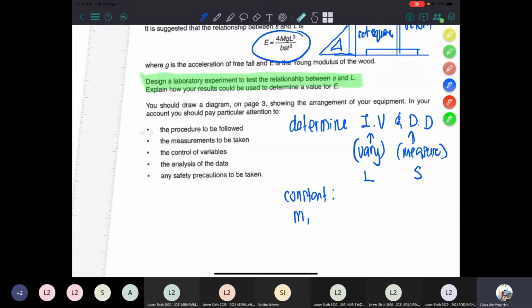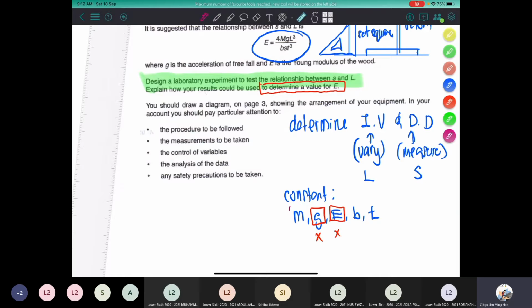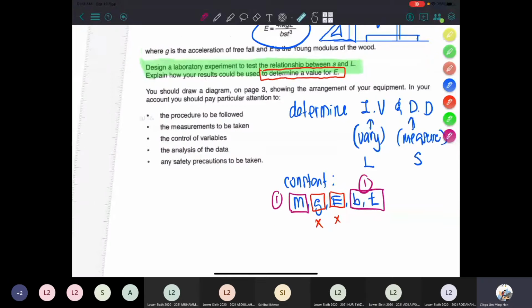The constants will be the mass, the G, the E, and then the B, and then we also have the T. Bear in mind that since G is a constant, we don't need to explain. And because this is what we want to find out, to determine a value for the E, this one also we don't need to explain. But for the other ones, we need to explain these two here. So when you mention M is a constant, you get 1 mark already. When you mention B and T are constant, you get another 1 mark here.